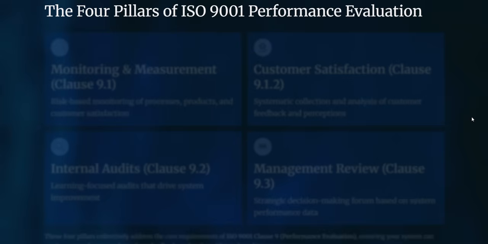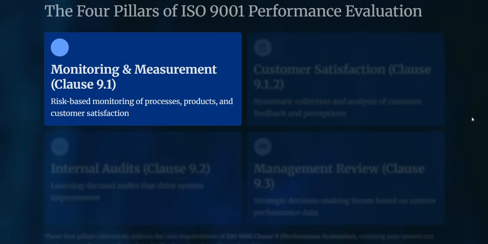The four pillars of ISO 9001 performance evaluation are the subclauses that we just explained previously. The first pillar is monitoring and measurement, which is Clause 9.1, and this will cover risk-based monitoring of processes, products, and customer satisfaction.